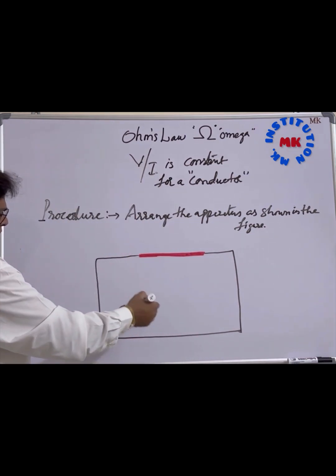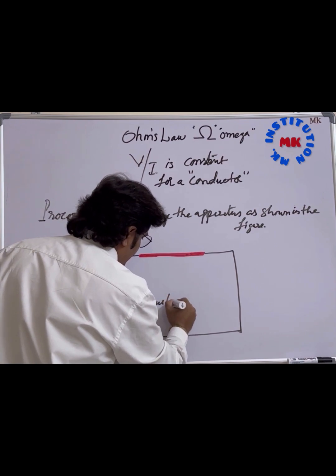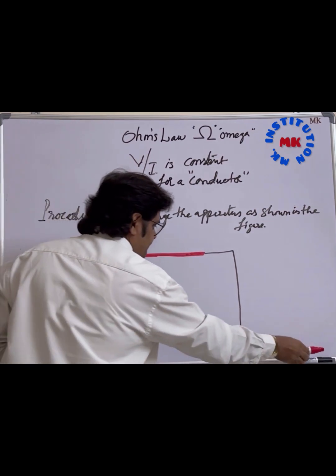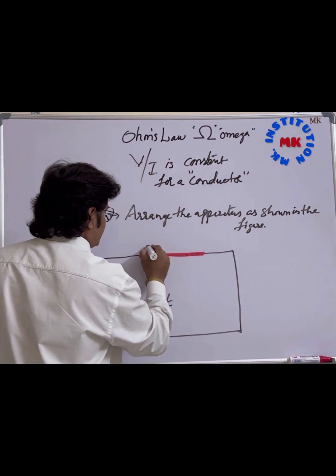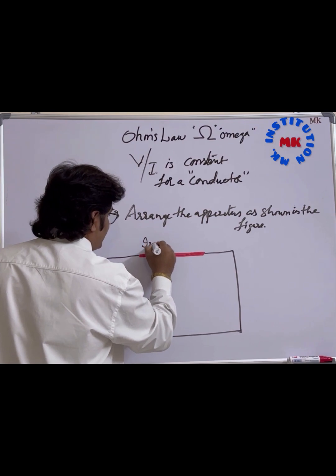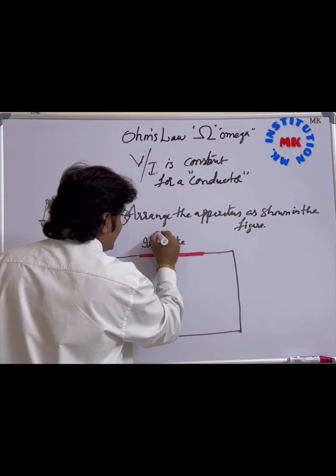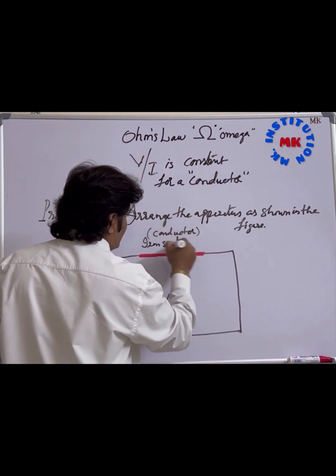Okay, clear? This is the circuit now. Circuit is prepared. Now I'll show you the arrangement. What is this one? This is the iron spoke, nothing but a conductor. Okay, listen carefully. Iron spoke acts like a conductor. Even this wire is also called a conductor only.